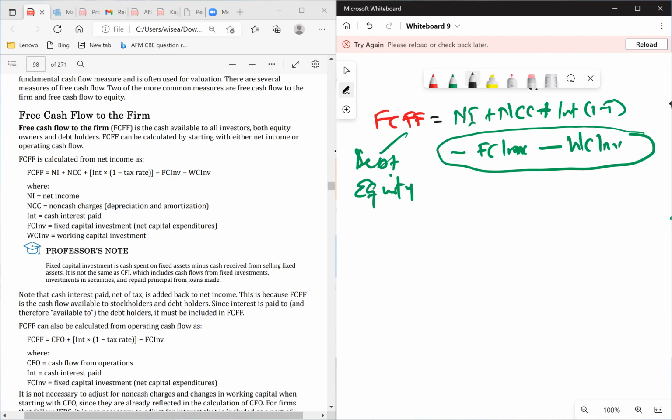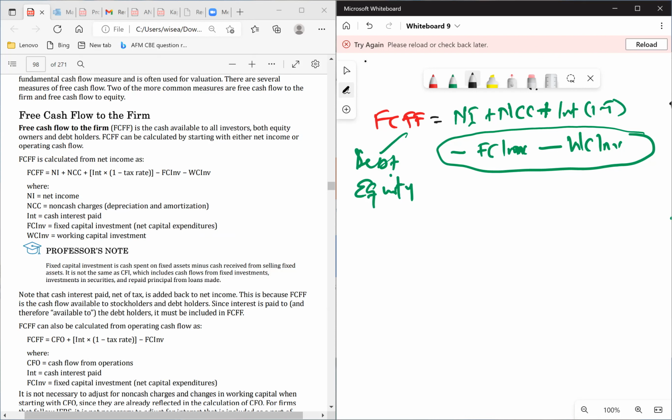So free cash flow to firm is the cash flow available for distribution to both equity holders and debt holders, or equity investors and debt investors. All right. Okay.